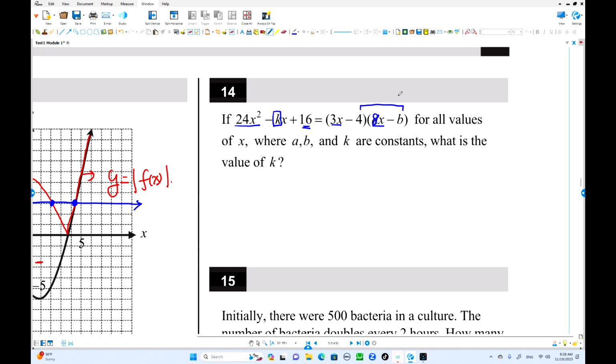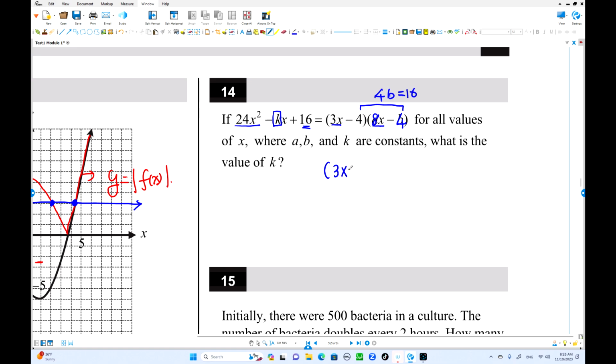4 times b, right? So negative 4 times negative b is what? Positive 4b, right? 4b is equal to 16. From here, b is how much? 4, isn't it? b is 4. Okay? Now you got this one.